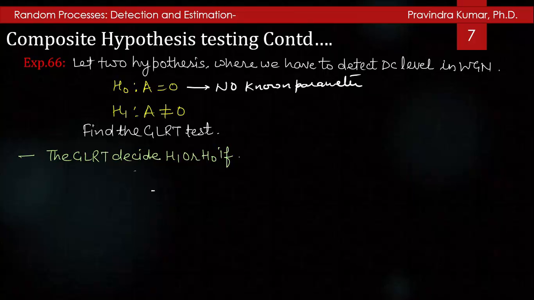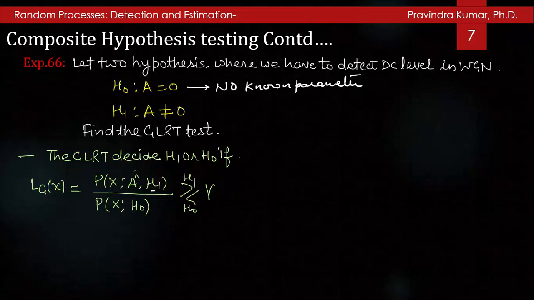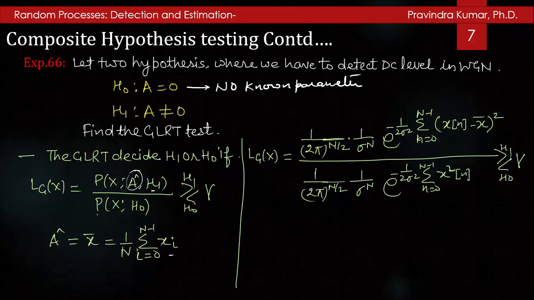You know, GLRT decides H1 or H0 when the GLRT ratio, the PDF under hypothesis H1, p(x; A cap, H1), over the PDF under hypothesis H0, p(x; H0), exceeds a threshold. Here A cap is the estimated value of A. The estimated value of A, as from the previous case you know, is the sample mean, 1 by n summation n = 0 to n minus 1 xn.